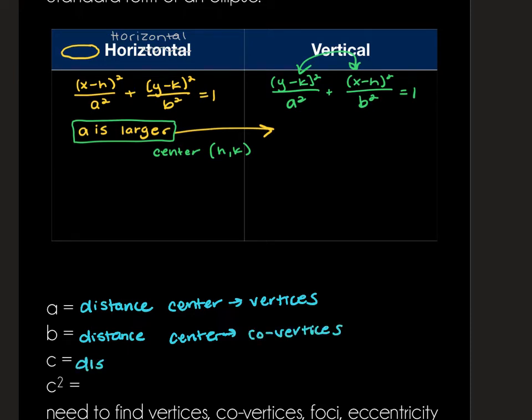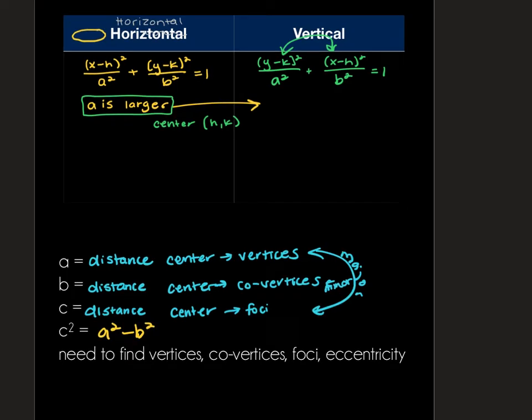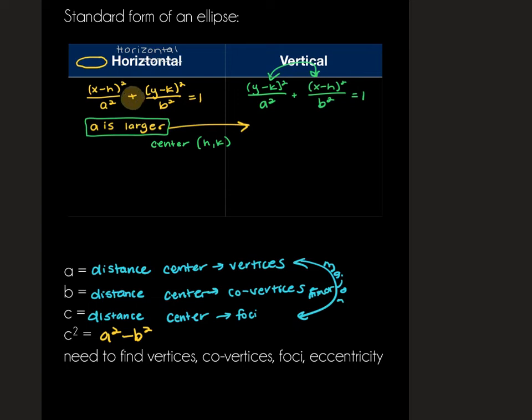c is the distance from the center to the foci. These are on your major axis, and this one's on the minor. And c squared equals a squared minus b squared. So remember, it's the opposite of the standard equation sign. The standard equation is plus for an ellipse, which means it's c squared equals a squared minus b squared.